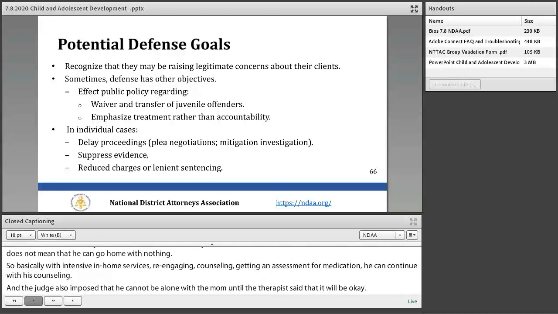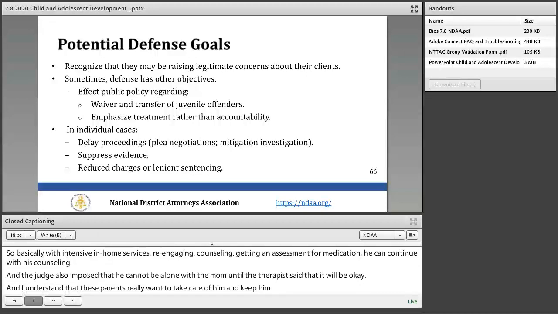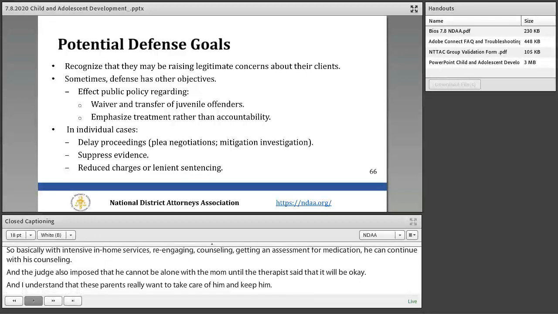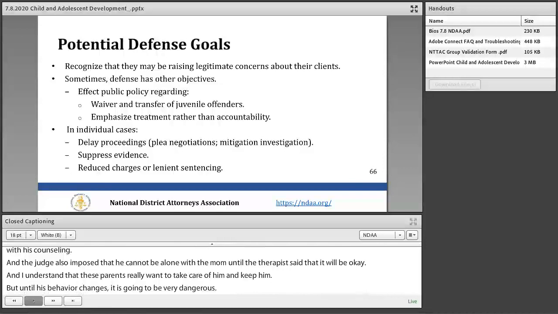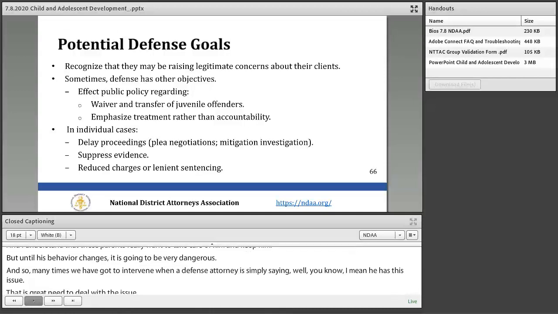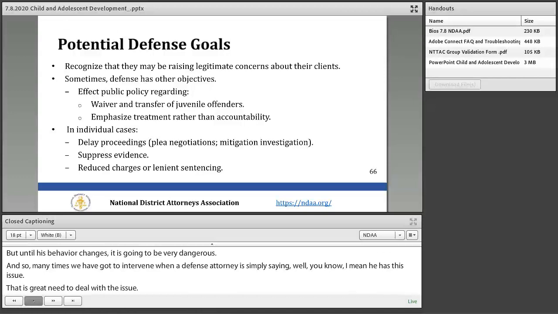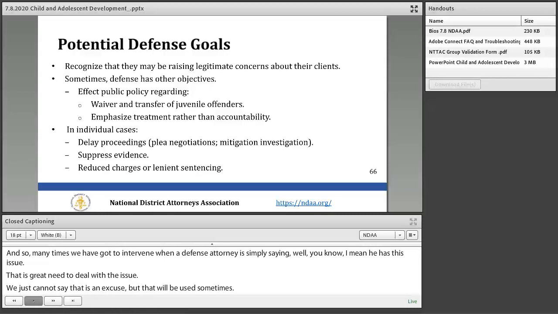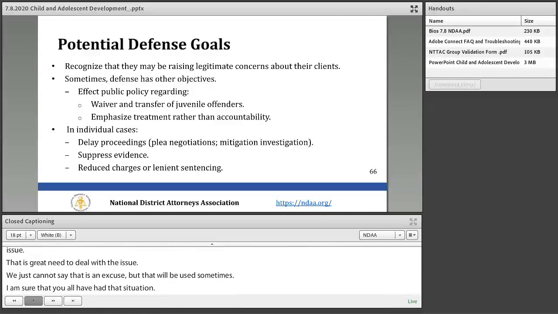And I understand that these parents really want to take care of him and want to keep him, but until his behavior changes, it's going to be very dangerous. And so many times we've got to intervene when a defense attorney is simply saying, well, you know, he's got this issue. Well, that's great. We need to deal with that issue. We just can't say that that's an excuse, but that is going to be used sometimes. I'm sure you all have had that situation.